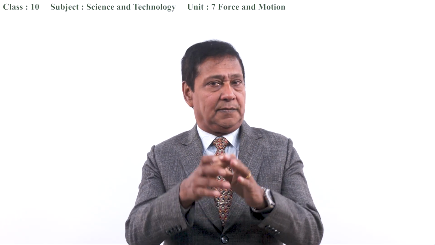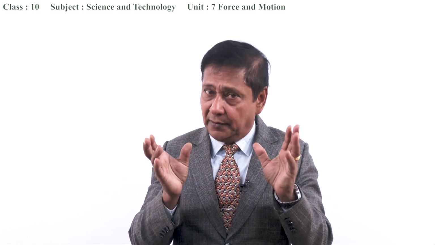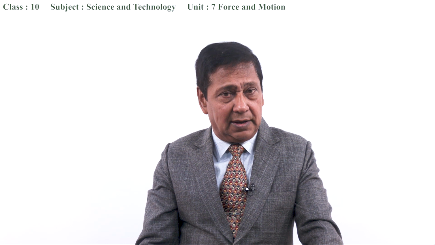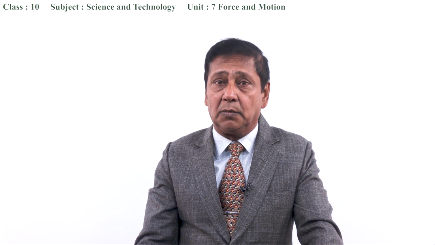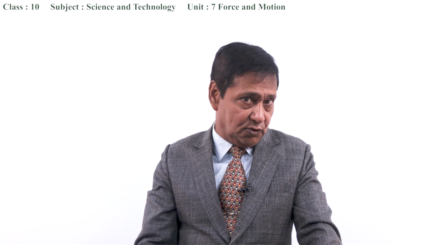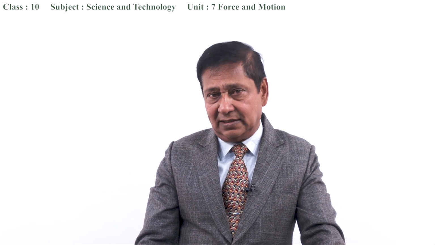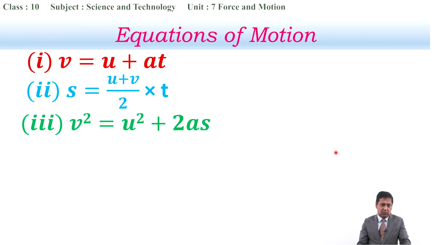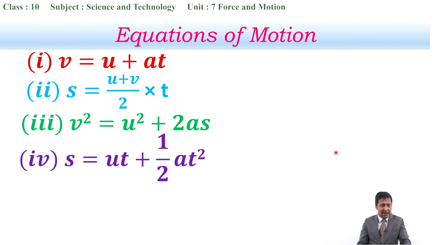Okay. Now, let's talk about certain numerical problem which is related to free fall. Do you remember the equation of motion? Without the equation of motion, we cannot solve the numerical problem related to free fall. You were taught in class 9, there are many equations of motion. First, v equal to u plus at. Second, s equal to (u plus v) by 2 into t. Third, v square equal to u square plus 2as. And fourth one, s equal to ut plus half at square. All these were taught in class 9. We derived these equations in class 9. That's why I don't want to recall all the derivation. Just I mentioned these equations.